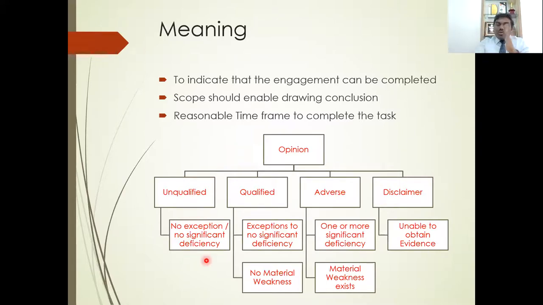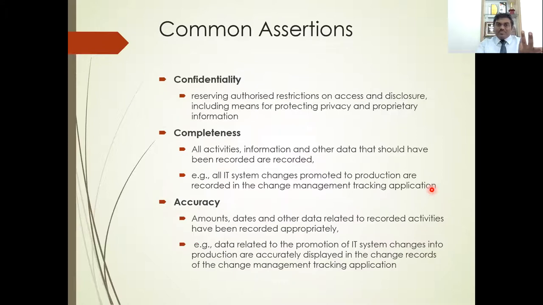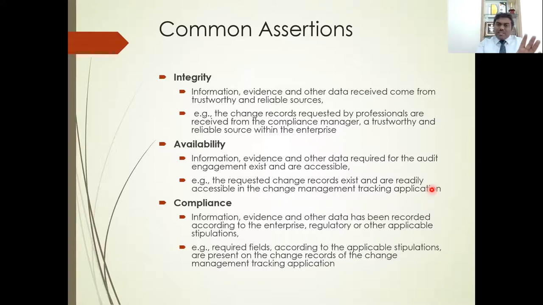So unqualified: no exception, no significant deficiency. If it is qualified, there are exceptions to no significant deficiency. That means everything is okay except one or two. Therefore, you're saying no material weakness. But adverse, you're saying one or more significant deficiencies exist. Therefore, there is a material weakness. And disclaimer: I am not able to make an opinion. Something is not within my control. He's not providing me this data, etc. Common assertions: confidentiality, completeness, accuracy, integrity, availability, compliance. Please keep in mind, all of this should be from an IT angle, not a financial one. So that is basically what this particular section covers.